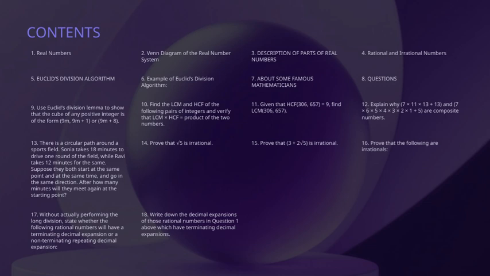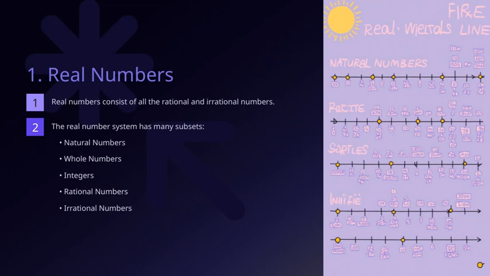The slide includes a description of parts of the real number system, which provides a framework for categorizing different types of numbers we encounter. Furthermore, there are practical questions about decimal expansions of rational numbers, whether they terminate or repeat, and proofs of irrationality for numbers like the square root of 5. Finally, we see problems involving the least common multiple and highest common factor, Euclid's division algorithm, and real-world applications like the circular path example. All these topics connect to deepen our understanding of the properties and relationships within the real number system.